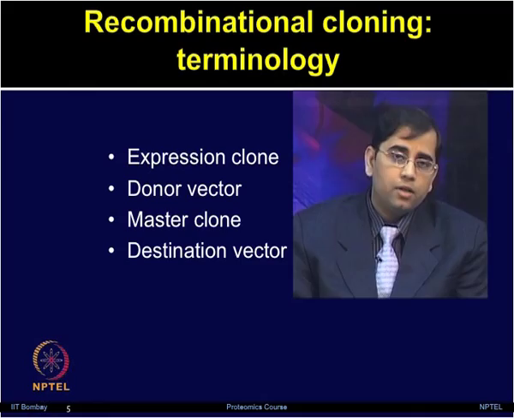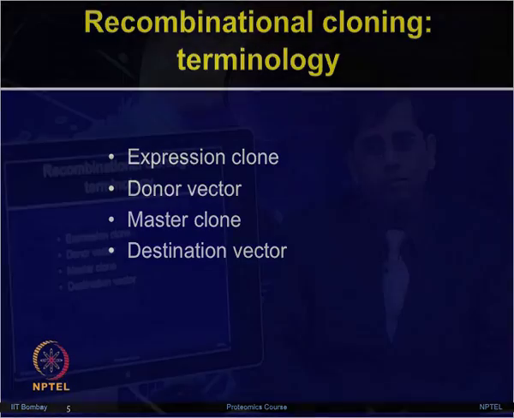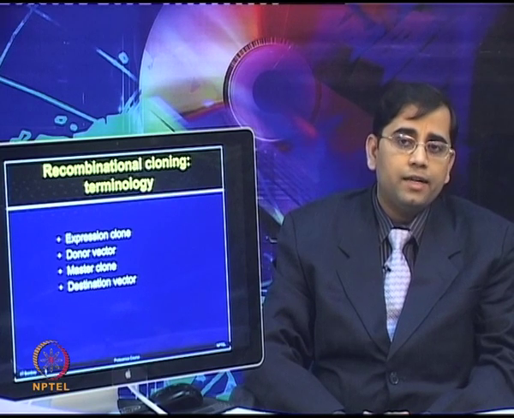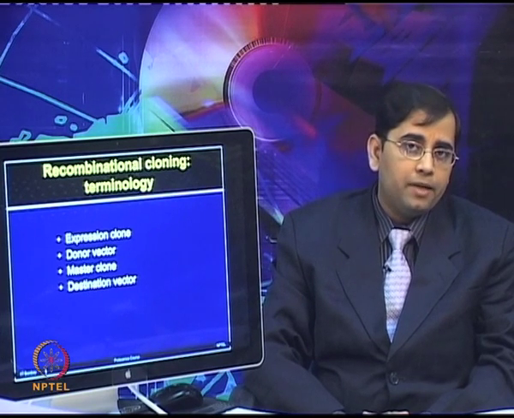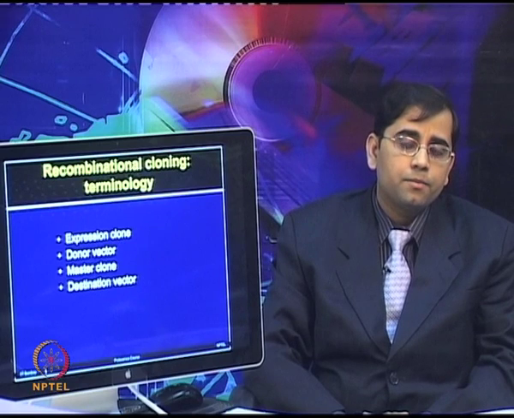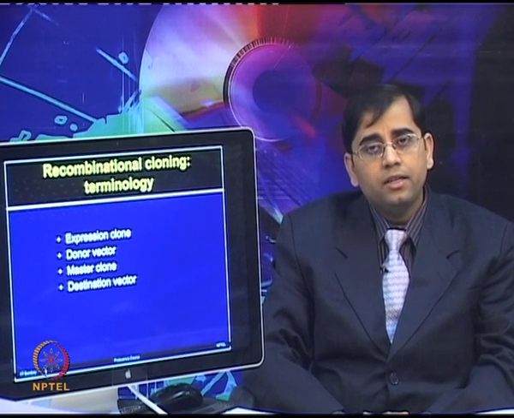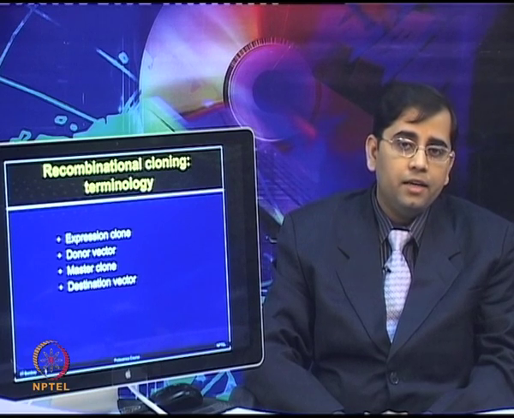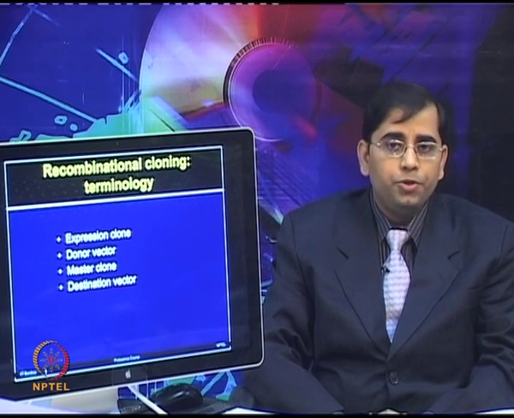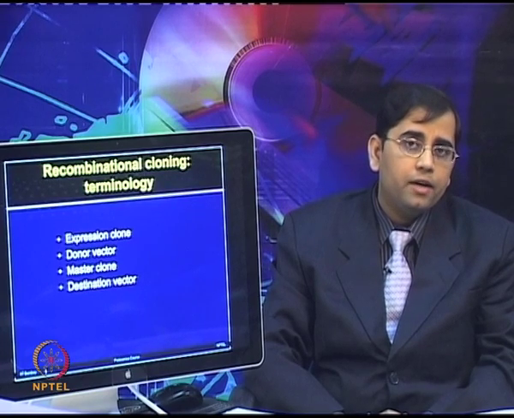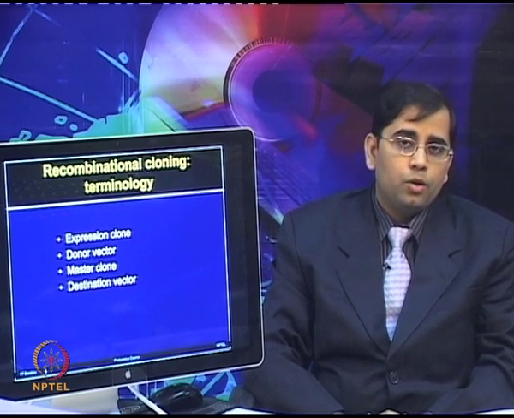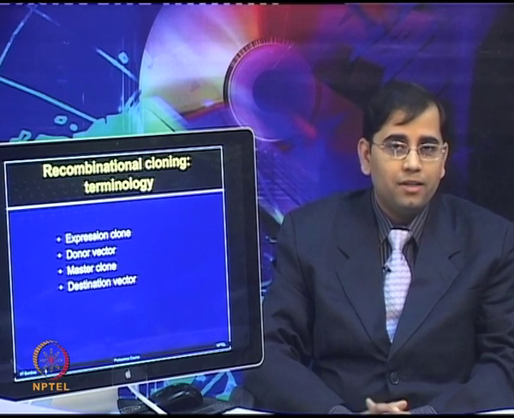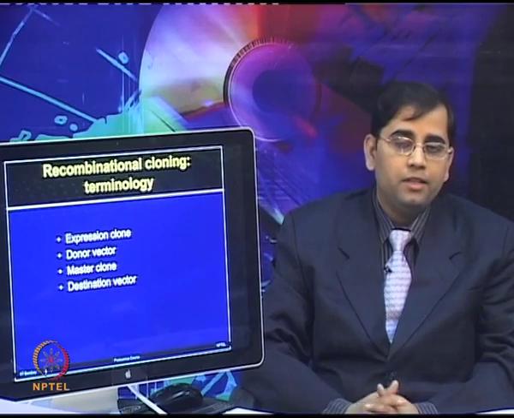Now, let us talk about the donor vector. The donor vector consists of a counter-selectable gene which is flanked by attP sites, which recombine with the gene of interest flanked by attB sites in the BP reaction to produce a master or entry clone. What is the BP reaction? What is a master entry clone? These things will slowly become clear to you in the subsequent slides.